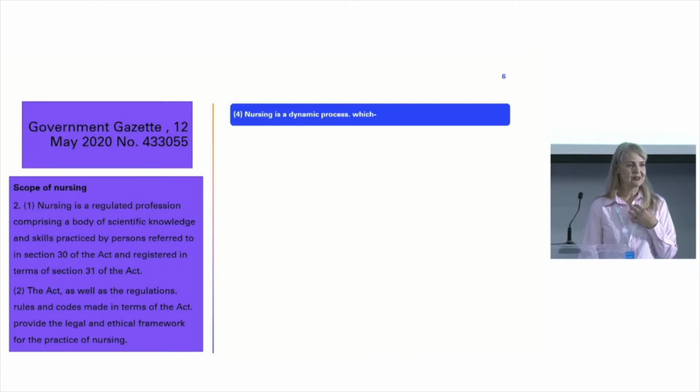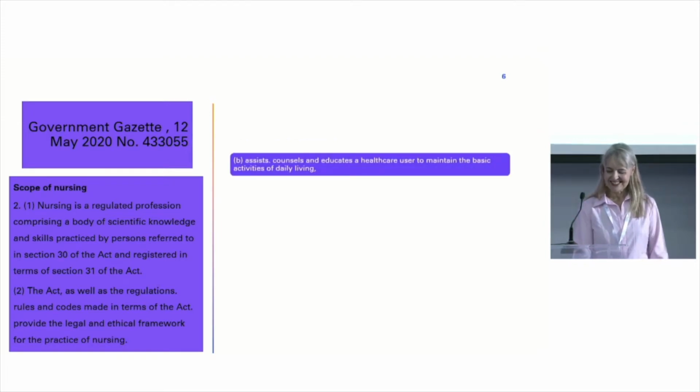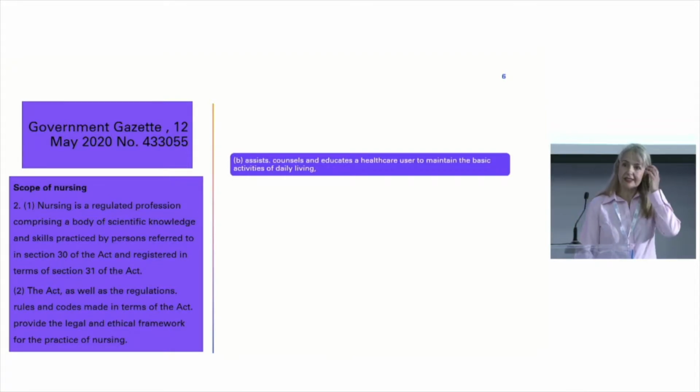I think South African law is quite good. It compares very well with the rest of the world. It says, A, a nurse promotes, supports, and restores health status. In fertility, restoring fertility is a bit challenging. Then B, assists, counsels, and educates a healthcare user to maintain basic activities of daily living. You know, this fertility thing can take over our lives. And just getting somebody helping with the balance of everything is kind of helpful.